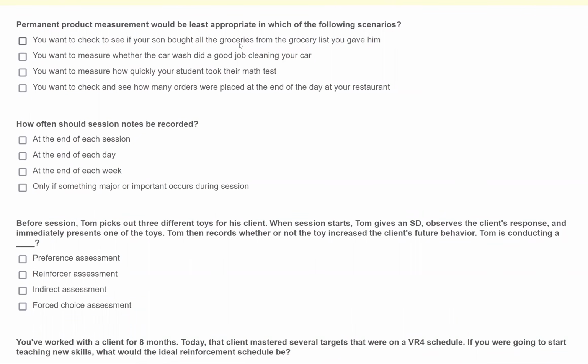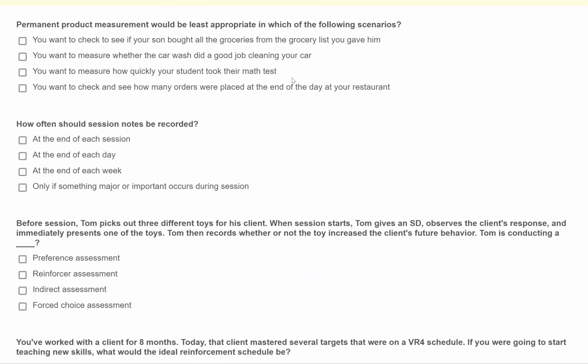Permanent product measurement would be least appropriate in which of the following scenarios? All right. Once we start reading our questions on the RBT exam and they give us terms, in our heads, we should start defining those terms. So we read permanent product. You need to define it in your head. Oh, well, we're measuring the outcome of behavior or we're measuring the production of the behavior. Now, question becomes easier because now we know what we're looking for, right? If we want to measure that, which is going to be least appropriate, in what scenario would it be least appropriate to use that type of measurement?